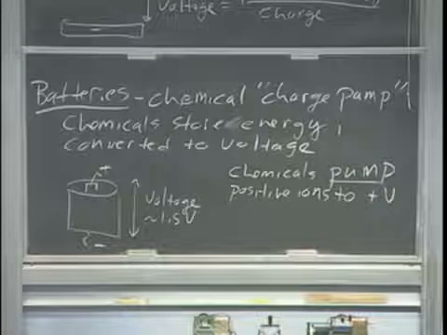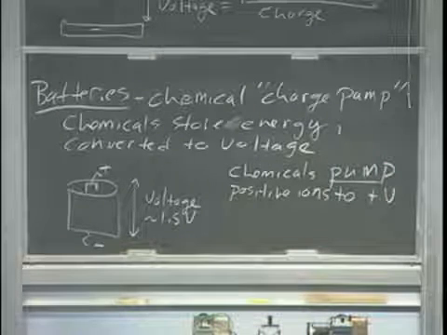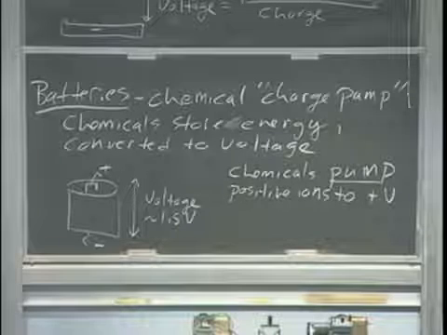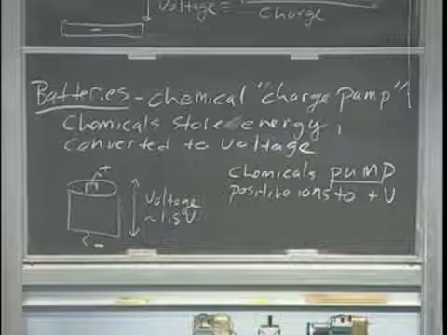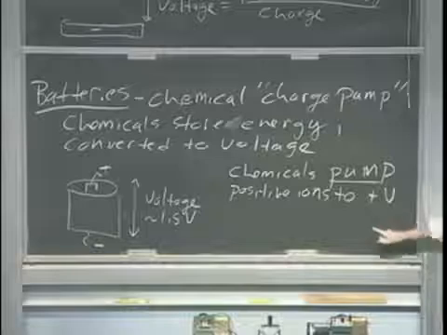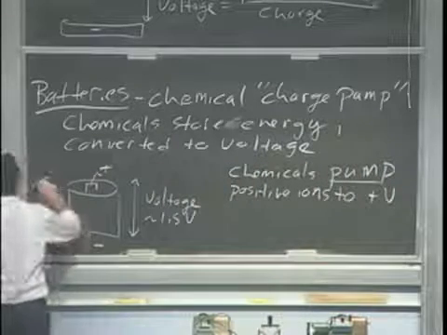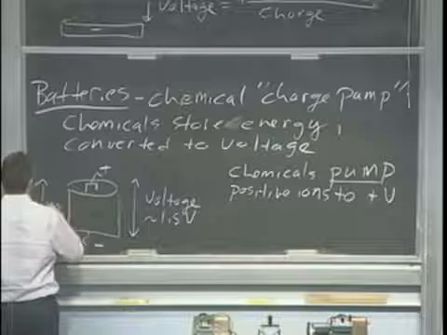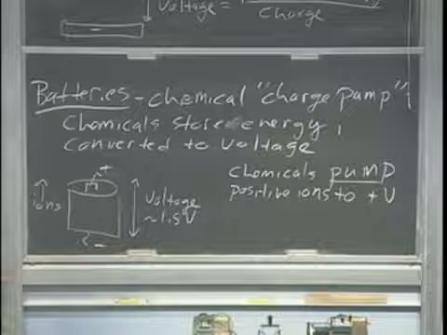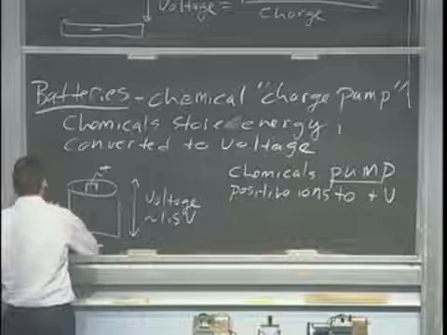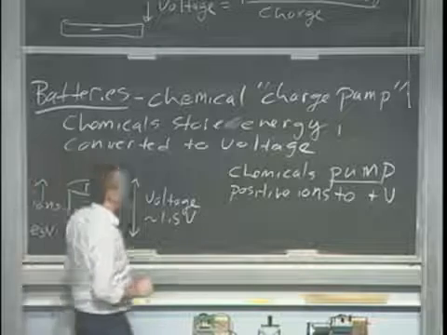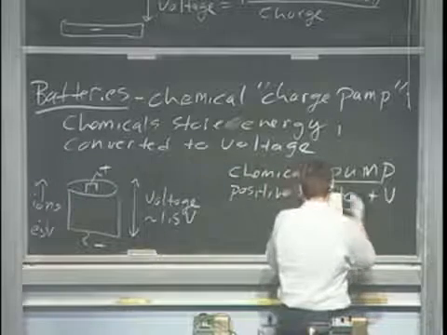ions. So remember, an ion is just an atom that has had its electron stripped off. So you take away the electron, and you're left with a positively charged atom. So it literally pumps ions up to the positive terminal, and electrons down to the negative terminal.